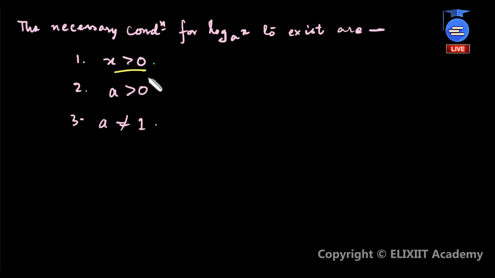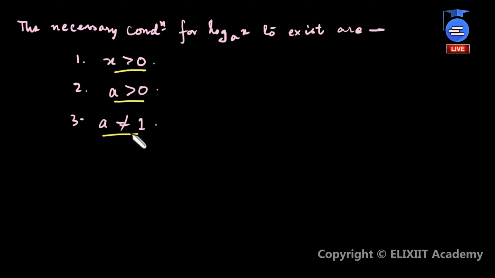x is greater than 0, a is greater than 0, a not equal to 1. These are the three necessary conditions for the log to exist. Further, there are various cases. What happens when a lies between 0 and 1? What happens when a is greater than 1? Various cases are there for which we have different graphs.